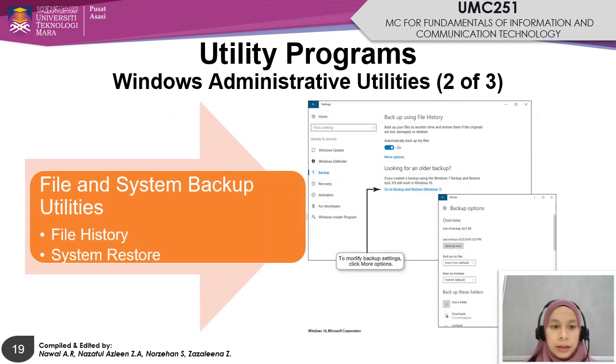Next is the File and System Backup Utility, which involves file history and system restore. You can back up your files here by setting some information in these sections, and the system will restore all the information, all the content that you have set before.